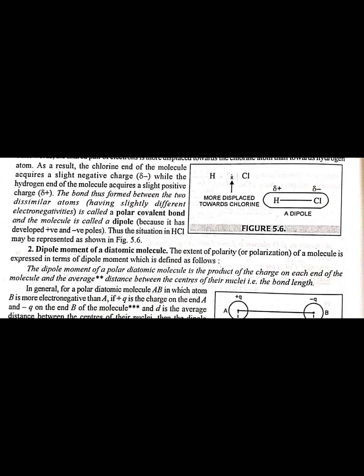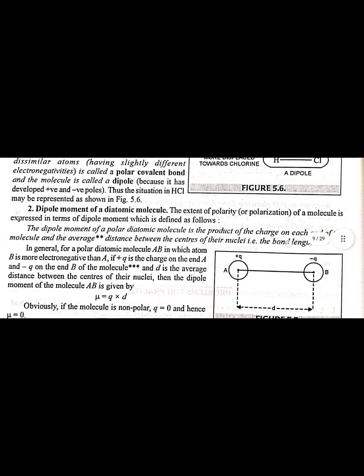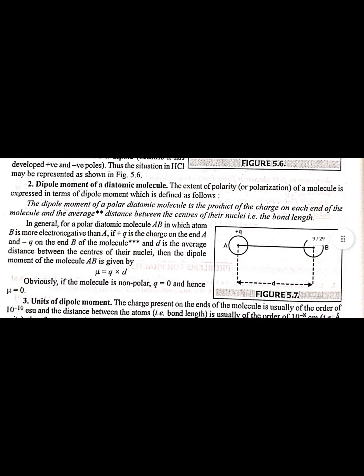The bond thus formed between the two dissimilar atoms having slightly different electronegativities is called a polar covalent bond and the molecule is called a dipole, because it has developed positive and negative poles. Thus, the situation in HCl may be represented as shown.